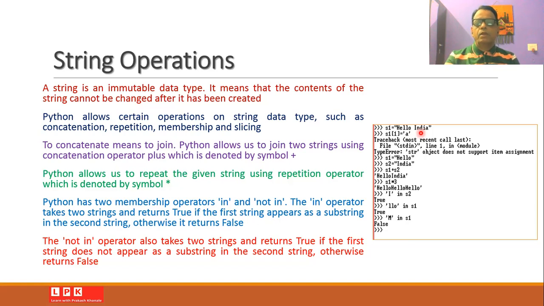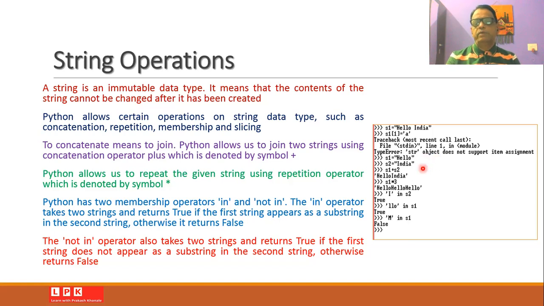we can write like this: S1[0] is equal to the character A. That is what we are trying to do, to make a change in the content of the string, but the Python interpreter will display the error that the string object does not support item assignment, and therefore it is an immutable data type. The content of the string cannot be changed.